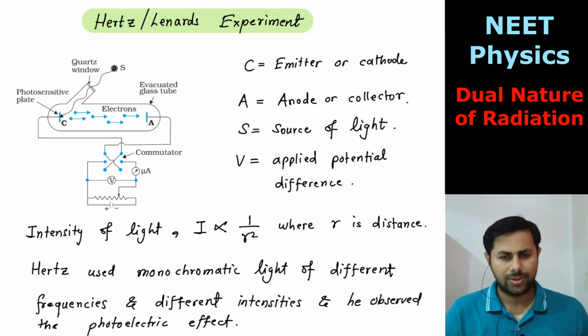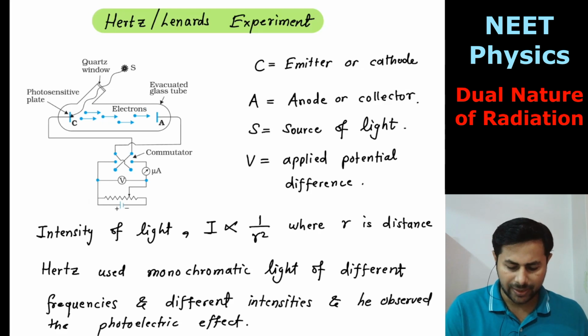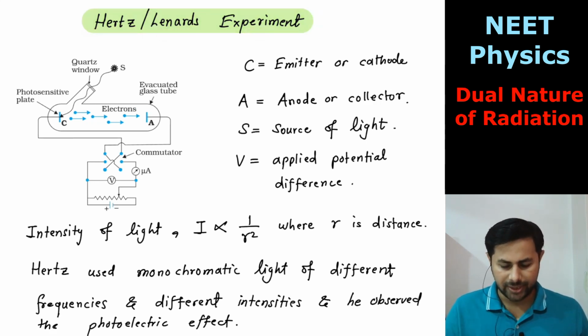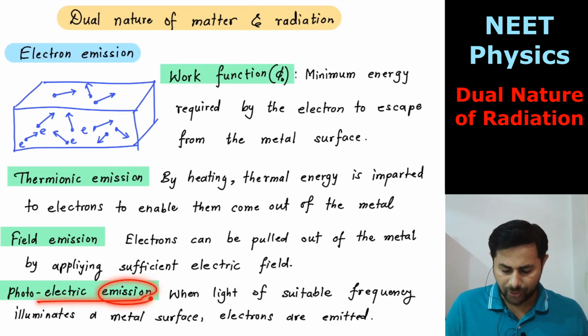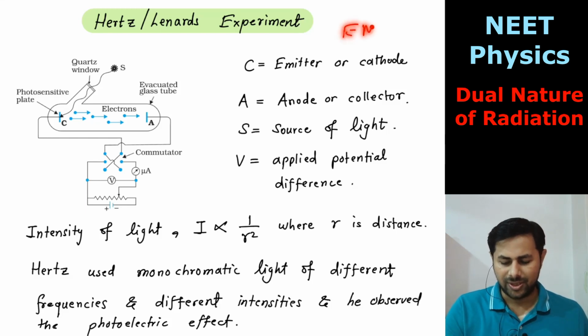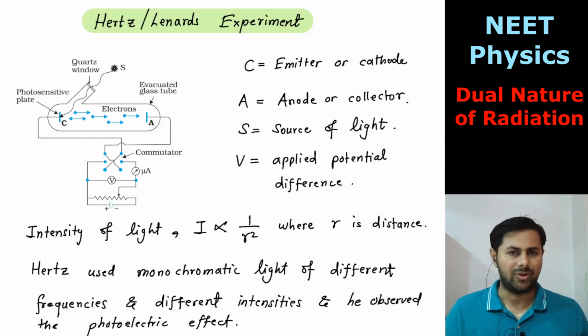All right. After that, let us talk about the Hertz and Lenard's experiment. Hertz and Lenard were two physicists who worked on the photoelectric effect, that is the photoelectric emission of electrons, and they observed some strange things which couldn't be explained by the classical theory of light. Now, what is the classical theory of light? We know that light is made up of electromagnetic waves. This is called the classical wave theory of light.